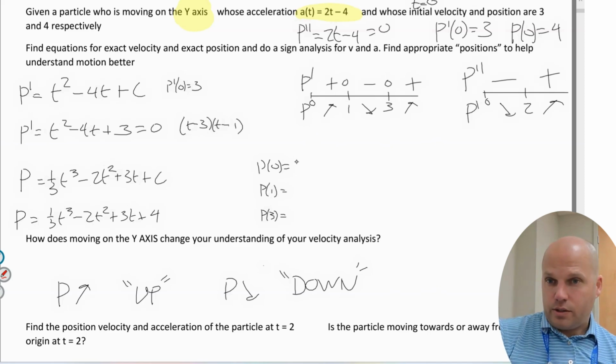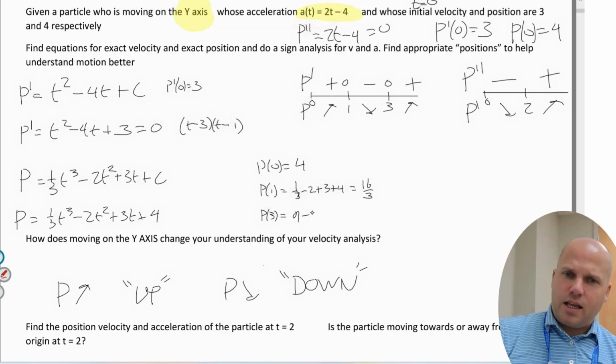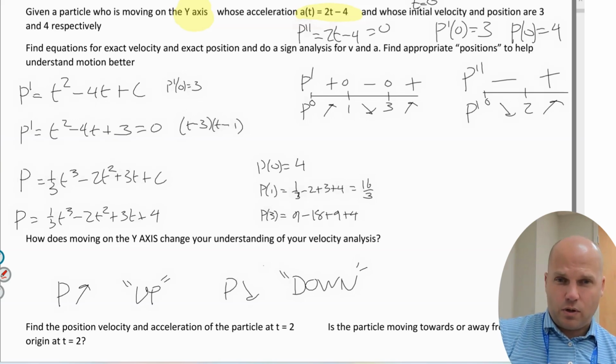P of 0 is 4. P of 1 is 1/3 minus 2 plus 3 plus 4. That sucks. 7, 5, 16 thirds, or 5 1/3. P of 3 is 9 minus 18 plus 9 plus 4. Oh, okay, so that's 4. Cool. So I start at a position of 4. My position increases to 16 thirds. This is 12 thirds. So it increases 4 thirds.